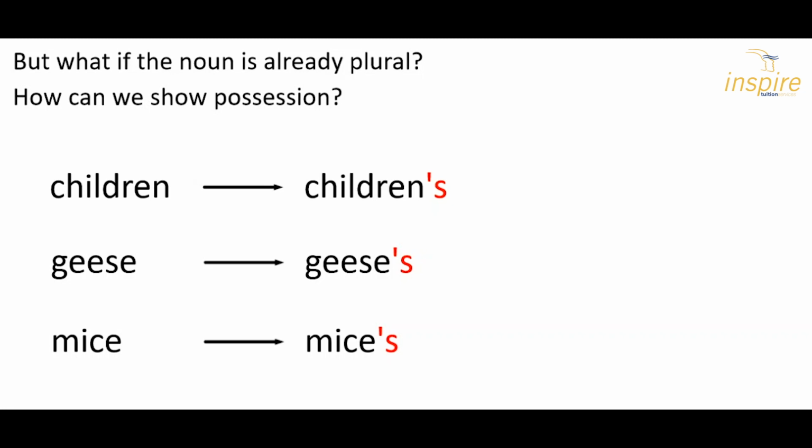But what if the noun is already plural? How do we show possession then? So child would be the singular, and now it's been made into children, which is the plural. If we've got a plural already, then we do apostrophe S. So there's lots of children, but they're already in a group, so apostrophe S. Goose becomes geese, because there's lots of geese, it's already the plural, then we say apostrophe S. Mice, from mouse, it's already become plural, because the plural is already there, we then do apostrophe S.